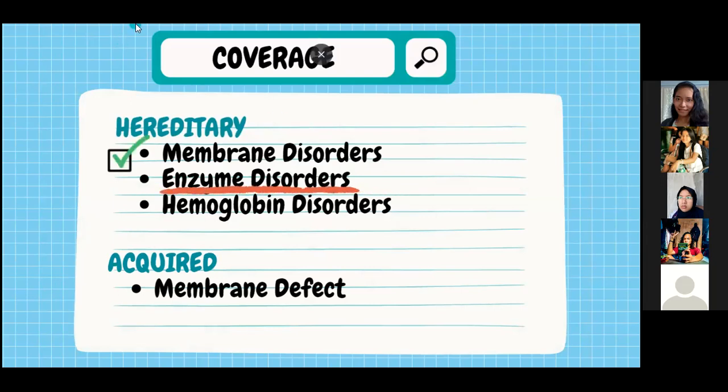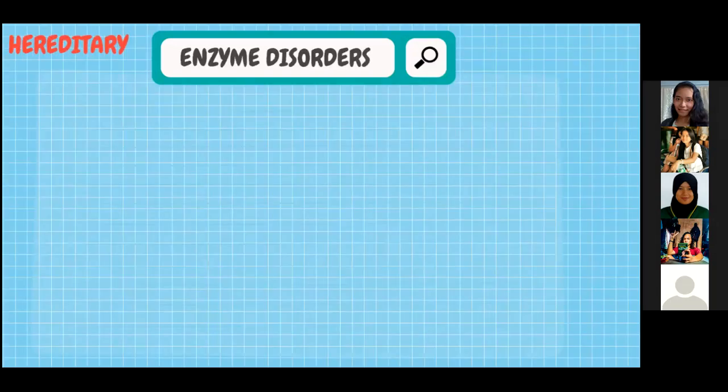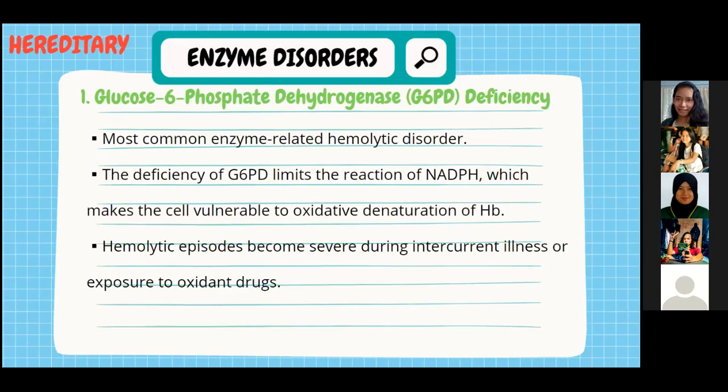Let's proceed to the next topic. So we are still in the hereditary, which is in the enzyme disorders, hemolytic anemia associated with enzyme disorder. So next. So the first hemolytic anemia associated with enzyme disorder is the glucose-6-phosphate dehydrogenase deficiency, or the G6PD.